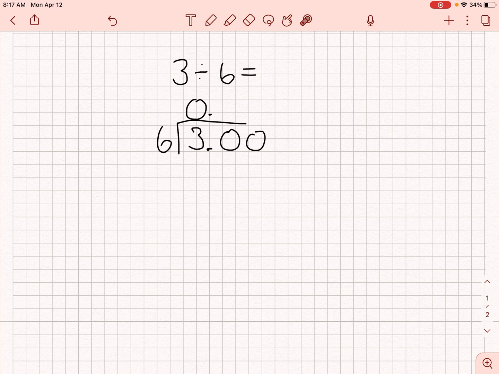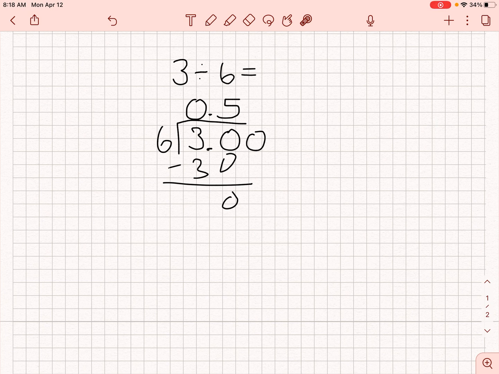Next, how many groups of 6 can I make with 30? Let's see here. If I count by 6s, I get 6, 12, 18, 24, 30. That's 5 groups. So I'm going to record a 5 up here. 6 times 5 is 30. Subtract. 30 minus 30 is 0. I'm all done. So my answer is 5/10, or 1/2. So 3 divided into 6 parts equals 1/2.